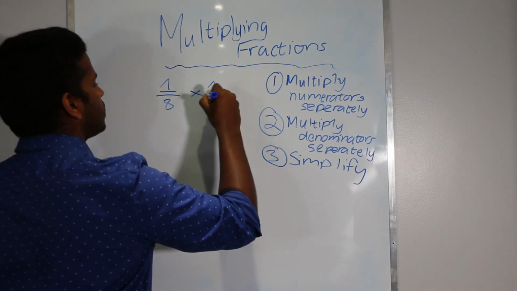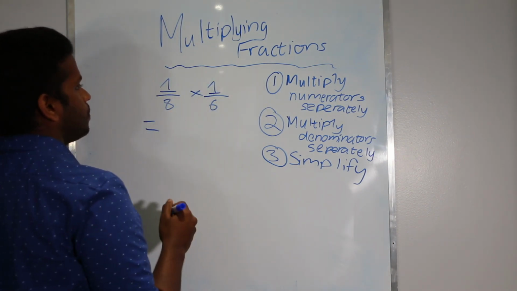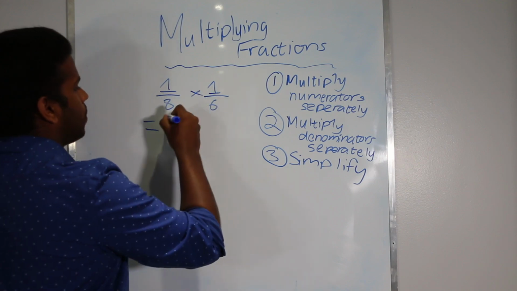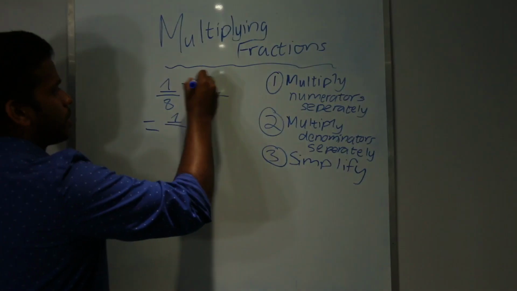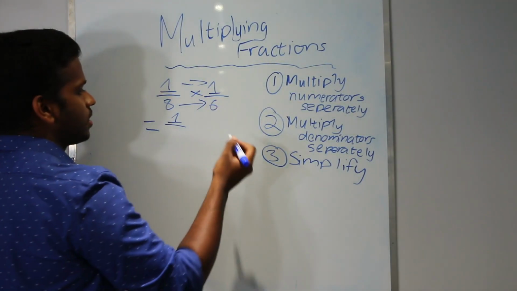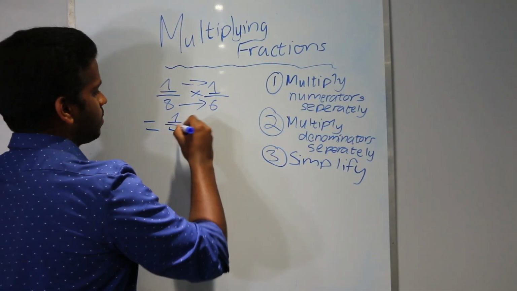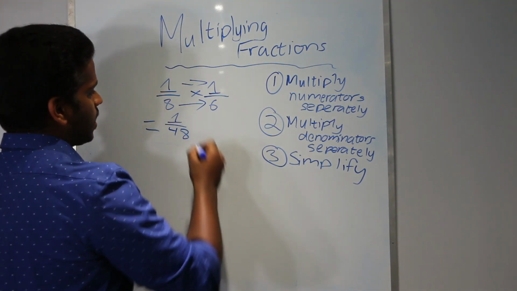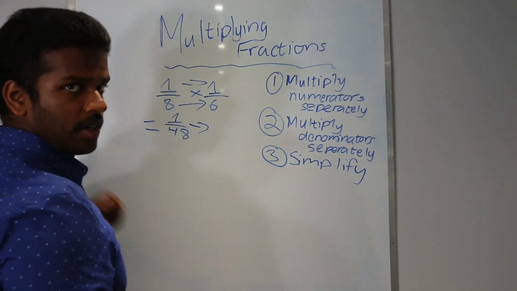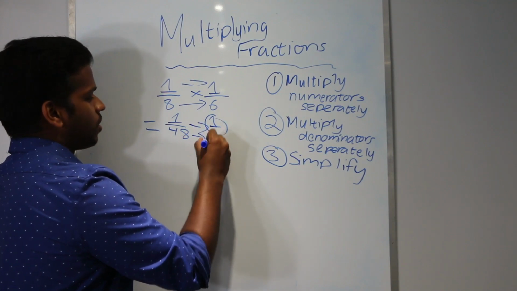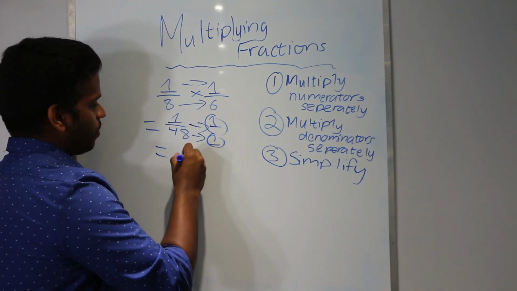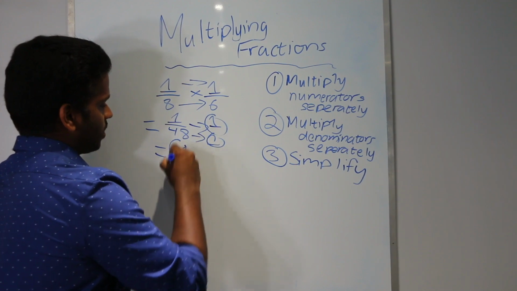Times 1 over 6. 1 times 1 is 1, so we multiply the numerators separately. 8 times 6 is 48, so 1 over 48. Can we simplify this further? The only common factor would be 1 for both of these, unfortunately. So 1 divided by 1 is 1, 48 divided by 1 is 48, so 1 over 48.